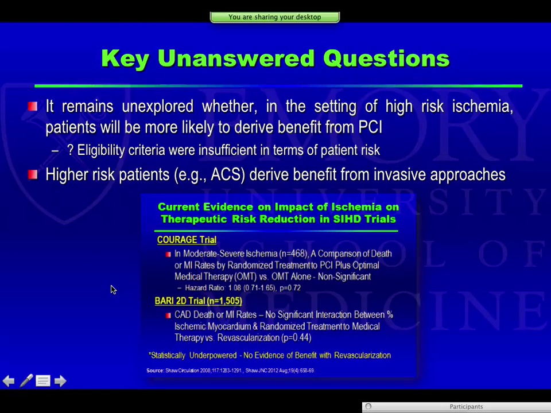If you look at the available evidence, not really necessary to see all this in detail, in the COURAGE trial there were only 468 patients that had moderate to severe ischemia, a very, very small amount. Similar, a very small amount in BARI 2D. Both of these sample sizes were statistically underpowered and show no evidence of benefit with revascularization. So exploratory evidence, once again, is showing no benefit, but really in very small samples.